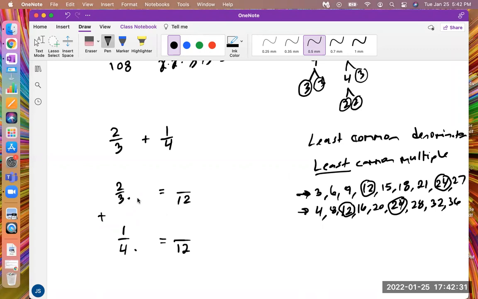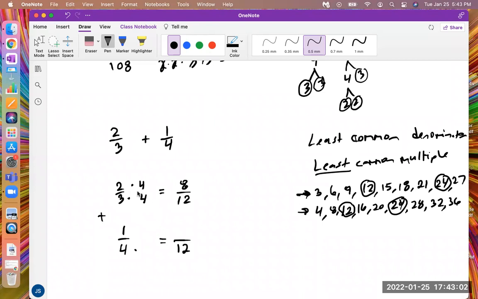Now we need to build a fraction that is equivalent to 2/3 that has a denominator of 12. So I have to ask myself, well, I had to take this original denominator of 3 and I had to multiply by what to get this new denominator that I wanted of 12. So I had to multiply by 4. So whatever I do to the denominator, I have to do to the numerator if I want to make this an equivalent fraction. So 2 times 4 is 8.